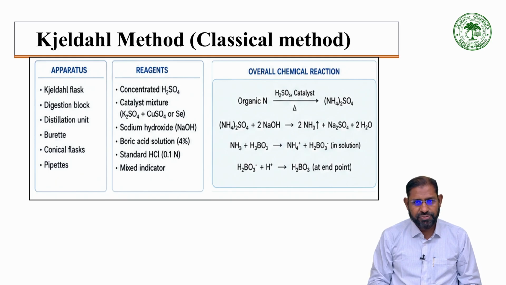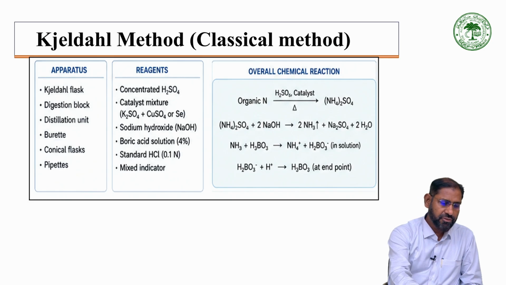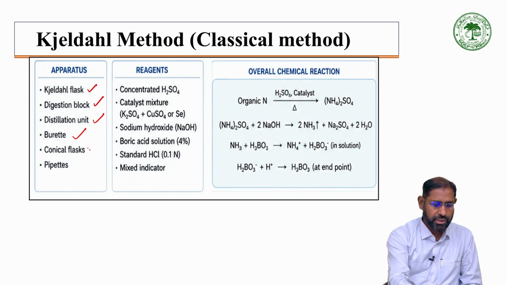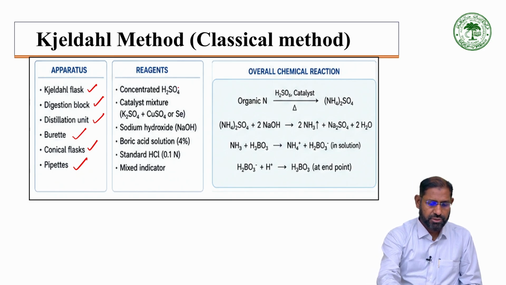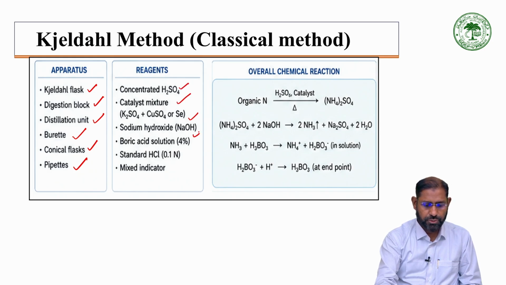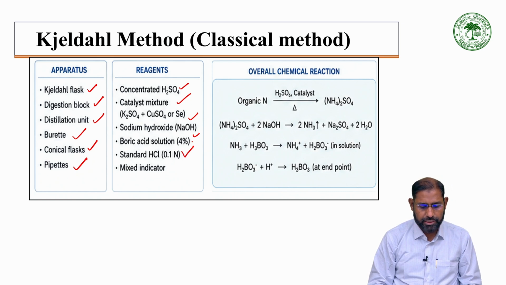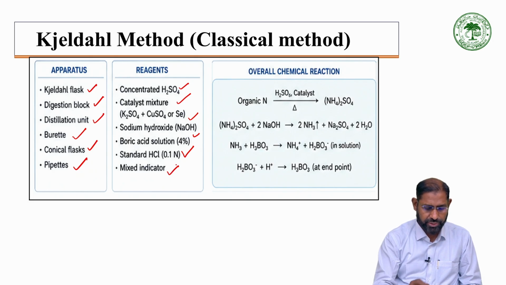What apparatus do we need? We need the Kjeldahl flask, digestion block, distillation unit, burette, conical flask and pipettes. The reagents we use are concentrated sulfuric acid, catalyst mixture, then sodium hydroxide, 4% boric acid solution, then a standard hydrochloric acid, and then also we need a mixed indicator.